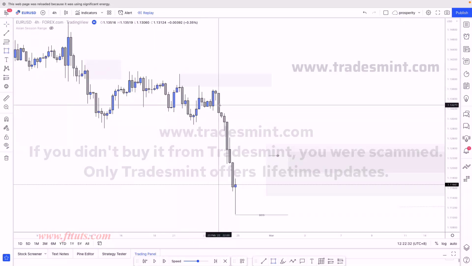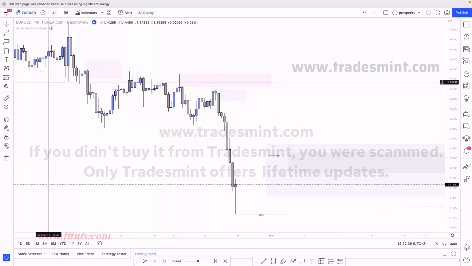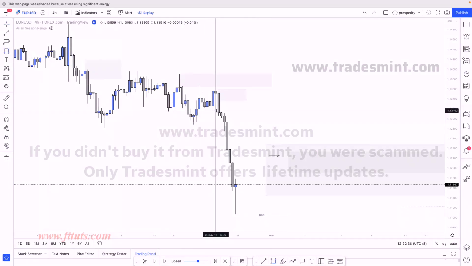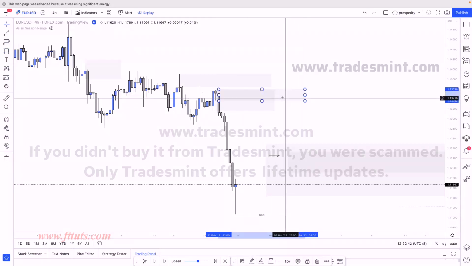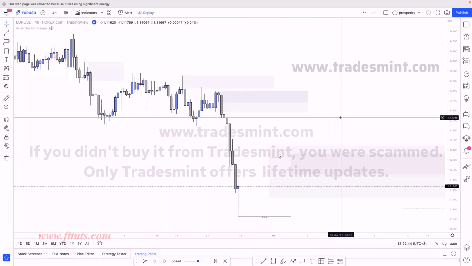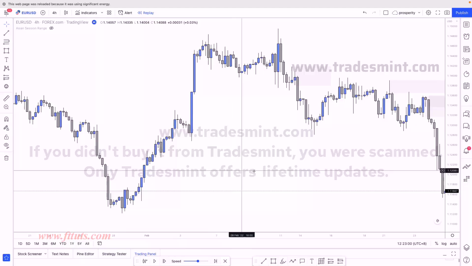And then this here becomes an area of unmitigated supply, and then this here is an unmitigated supply range. So the difference between a supply zone and a supply range is that a range is an area, can be multiple zones, of where the buying came in to then sell out. A zone is a specific candle or two candles, right? Very simple. I mean, you guys should understand that right now, right?